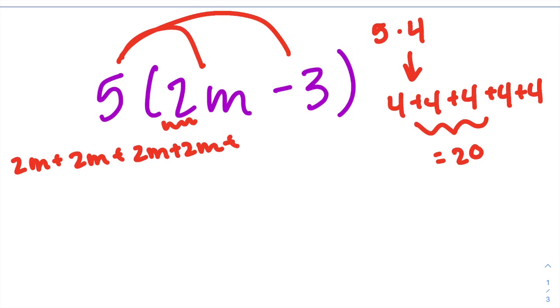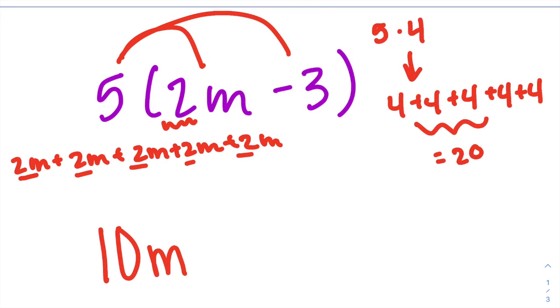And I know how to combine like terms. If I have 5 groups of 2m, I have 2 plus 2 plus 2 plus 2 plus 2. I have 10 m's there. Notice this is the same as doing 5 times 2 and getting 10 for my coefficient. The m doesn't change, it just stays an m. That's all there is to say for it right now.